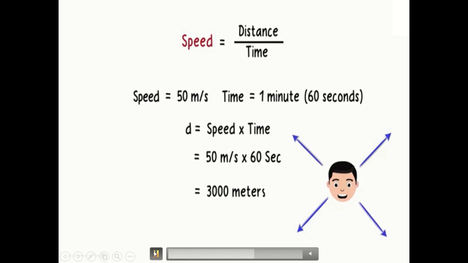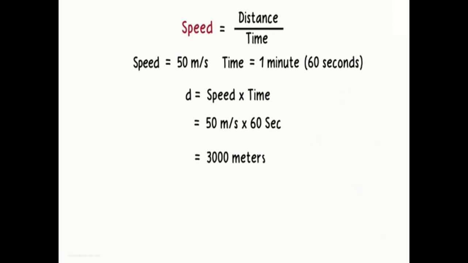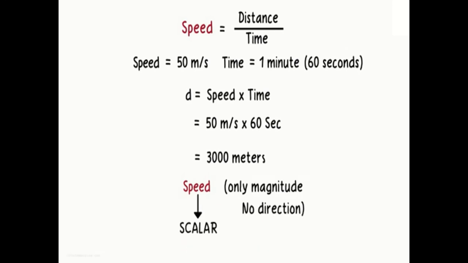Now, there is a very important point. He has moved 3000 meters, but in which direction? We don't know. So speed has no direction. Speed is a scalar quantity. That is the question, where did he move? Towards north or towards south? So speed is only the magnitude value, a scalar value. It does not have any direction in it. So distance by time taken is speed.